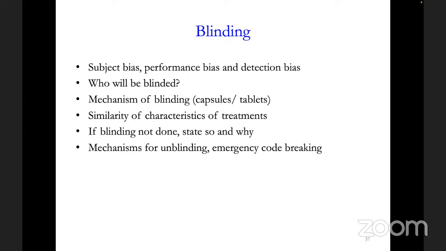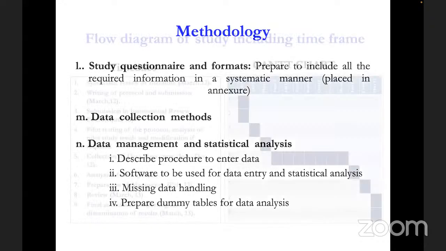For example, if you want to use syringes of the same color but different volume, then you need to dilute them. If they are of different color, for example propofol versus thiopentone, probably you have to cover the syringe with some opaque paper. So you need to mention clearly how the blinding or masking was done in the study in the method section of the dissertation. That should be very clear.